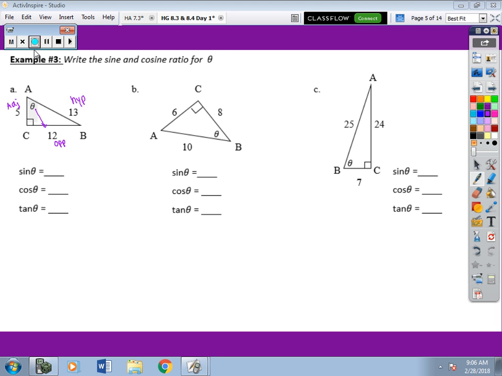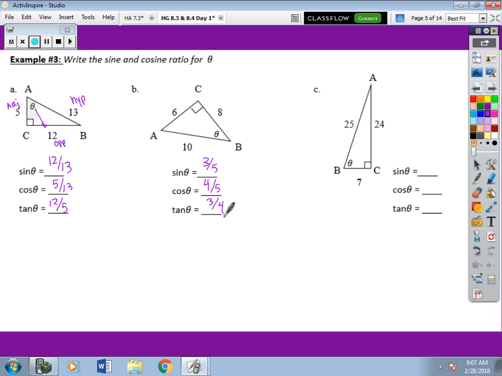Okay, let's see who I haven't heard from yesterday. Chet, what did you get for A? Just read all of them down for me. 12/13. Yes? 13. 12 over 5. Good. How about B? Lauren? 3/5. Yep. 4/5, and 3/4. Perfect. So this was originally 6/10, which reduced to be 3/5. This was 8/10, which reduced to be 4/5, and this was 6/8, which reduced to be 3/4.